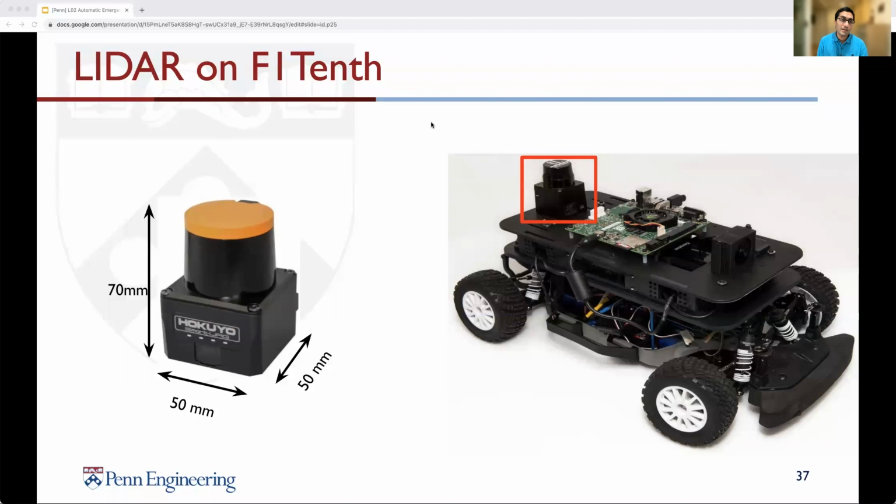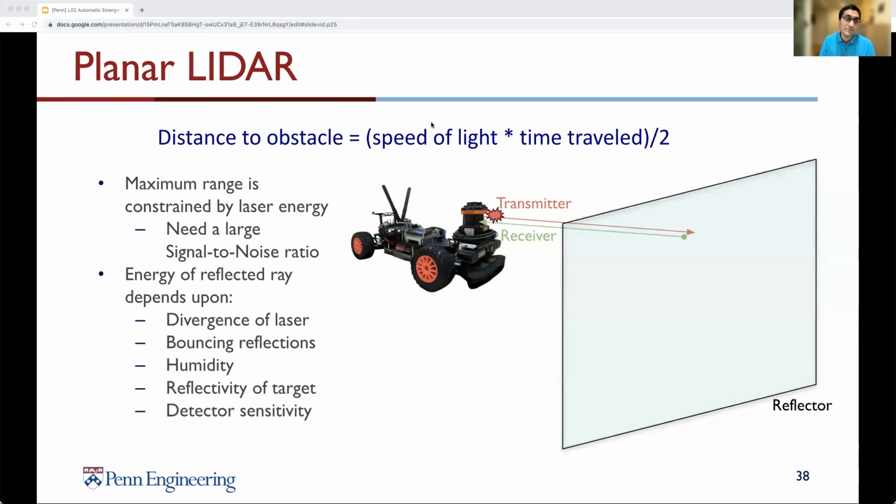So the LiDAR that we have is typically placed on the top of the car to have an unobstructed view of the scene. We use the Hokuyo 10LX, which basically has a range of 10 meters and can detect objects up to 10 meters robustly. And the basic idea behind a LiDAR's operation is simple enough. The LiDAR shoots a laser beam at an object and measures the amount of time for the beam to be reflected back. Half that time multiplied by the speed of light gives the distance to the obstacle.